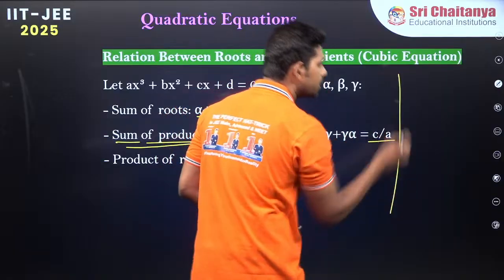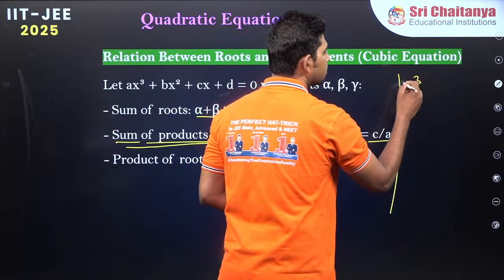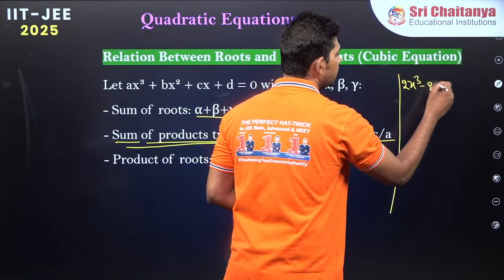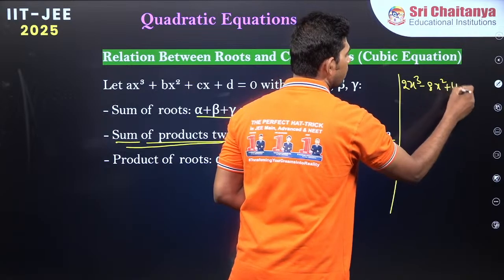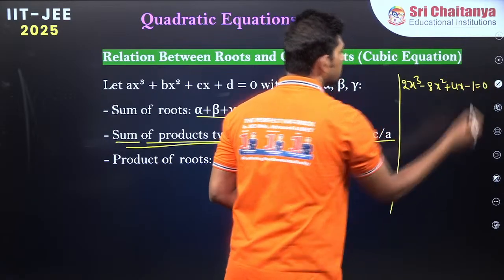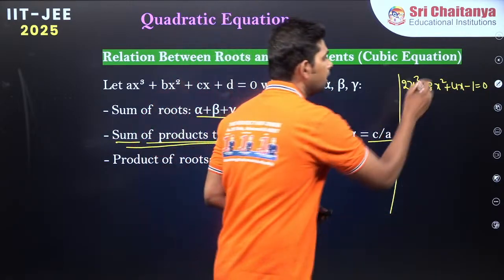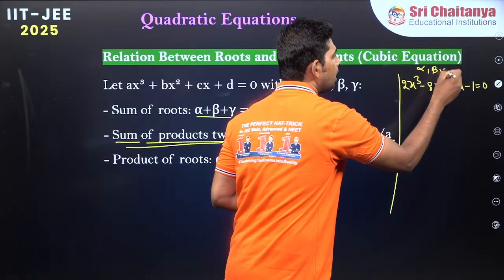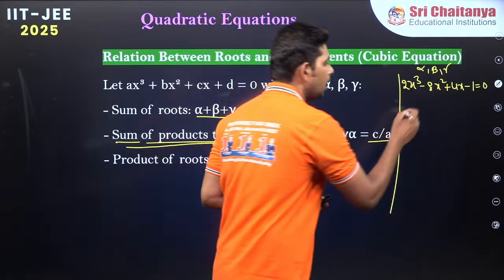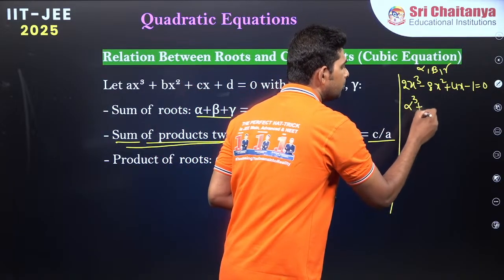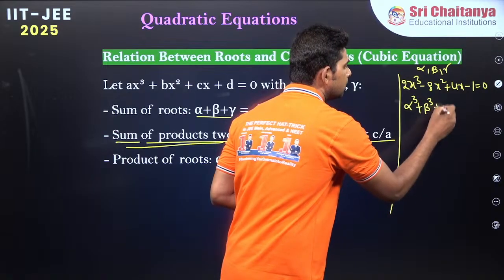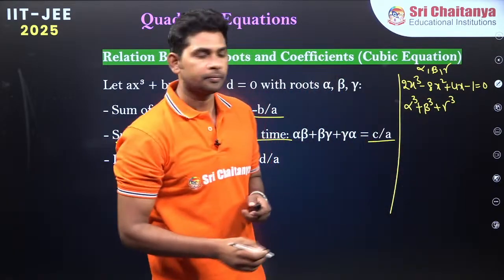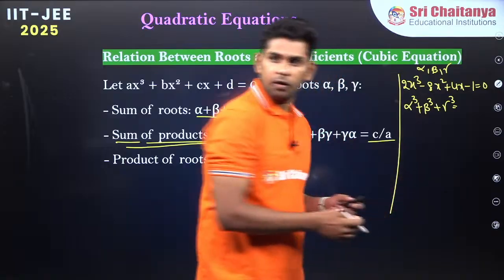I am giving a simple example here. I am just taking x cube minus 8x square plus 4x minus 1 is equal to 0. If alpha, beta, gamma are the roots of this equation, I am asking you to find alpha cube plus beta cube plus gamma cube. Okay, so many of you ready here?